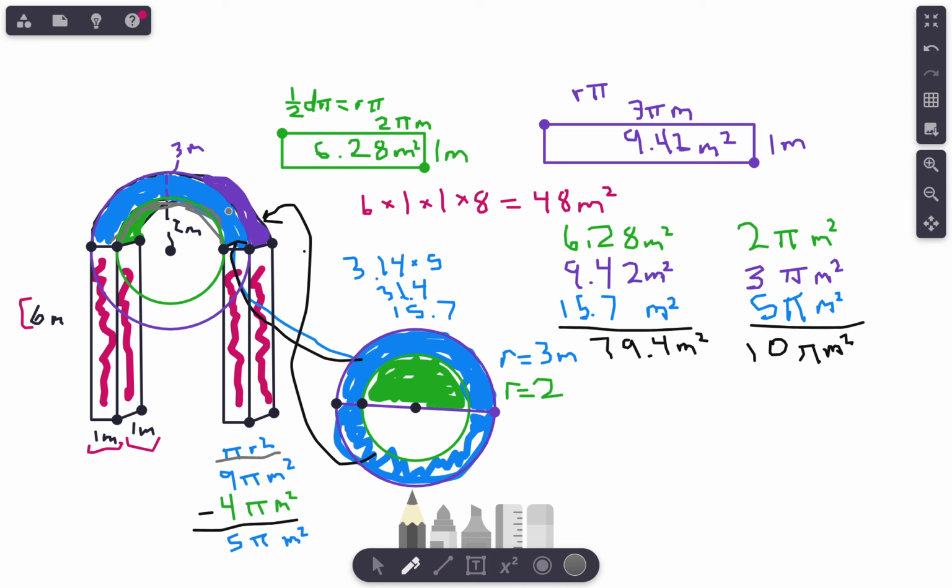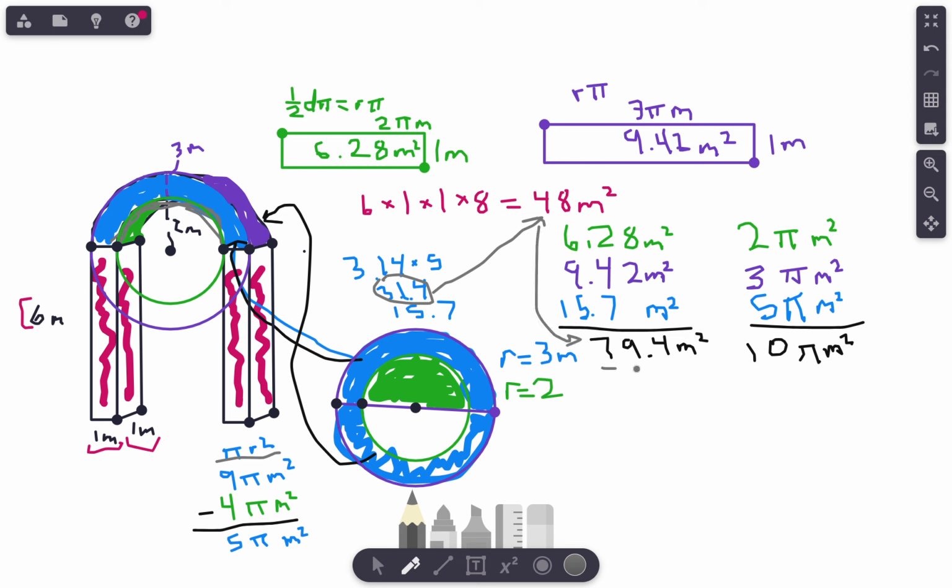So I'm going to, instead of dividing this by 2 and then just adding another one, I'm just going to keep this 5 pi meters squared. So I kept it here, and I have 5 pi meters squared. To find what 5 pi meters squared is, I did some math here. 3.14 times 5 is 15.7, times 2 is 31.4. And I added these up, and that gave me 10 pi meters squared. And 10 pi meters squared is 31.4.